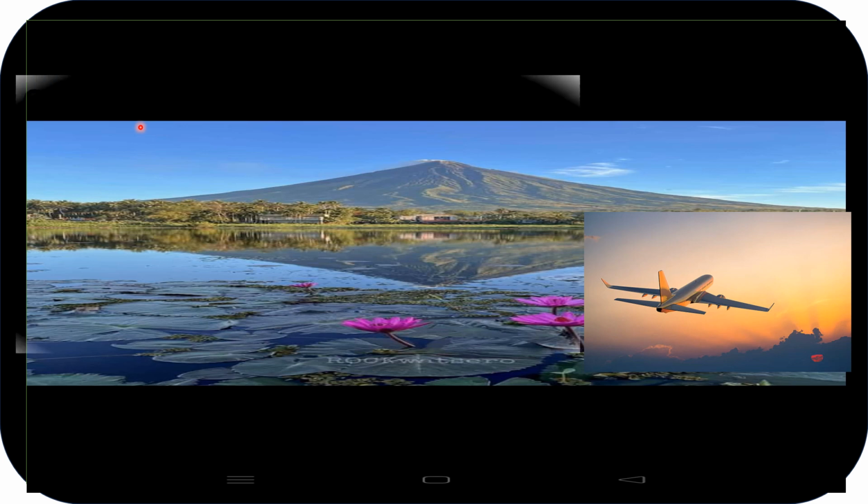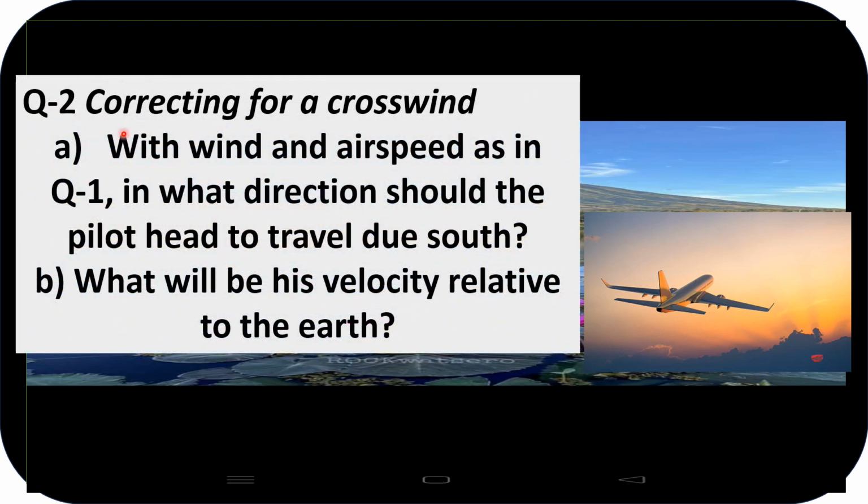Question number 2. Letter A. With wind and air speed given in question number 1, in what direction should the pilot head to travel due south? Question letter B. What will be his velocity relative to the Earth?